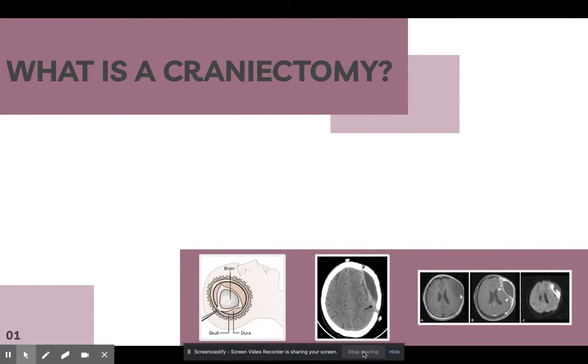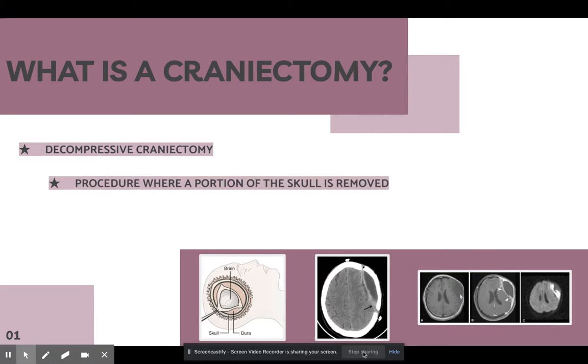So what is a craniectomy? A craniectomy is also known as a decompressive craniectomy, which is a neurosurgical procedure in which part of the skull is removed to allow a swelling brain to have room without being squeezed.